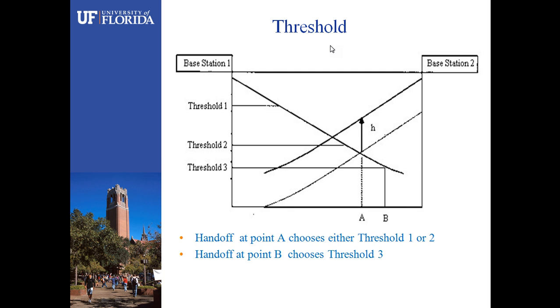Here we come to the threshold. It is important to choose the right threshold to make the communication continuous. For example, the handoff at point A can choose either threshold 1 or threshold 2. But the handoff at point B can only choose threshold 3.